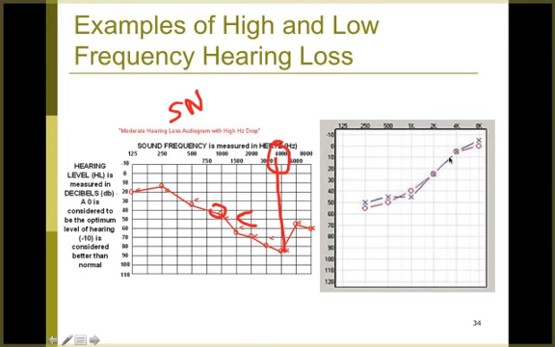In the adjacent audiogram, you're seeing a hearing loss in both ears, but the hearing loss is more so for the lower frequencies. So this would be a case of low frequency sloping hearing loss.